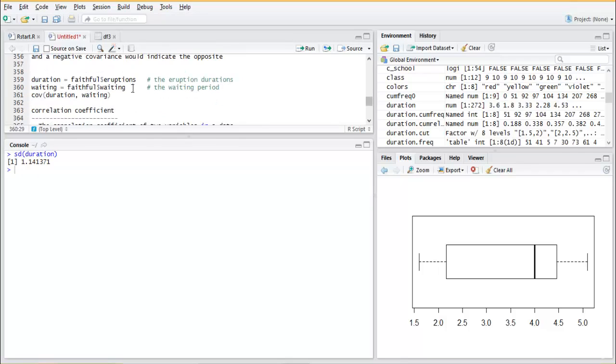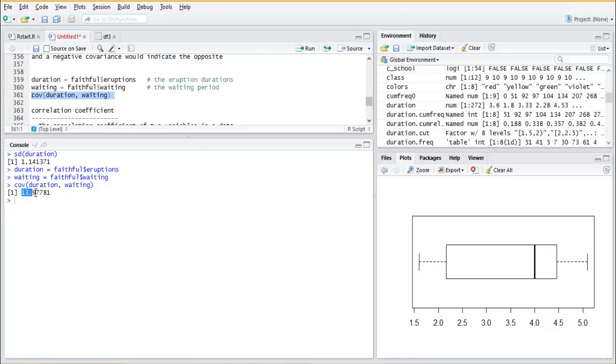Covariance helps us in gauging the relationship. Let us get the covariance between the duration and waiting variables. Yeah, so the duration and waiting variables are ready. Let's see the covariance between them. Awesome. So the covariance is positive. That means they are linearly correlated and positively correlated, not inversely.